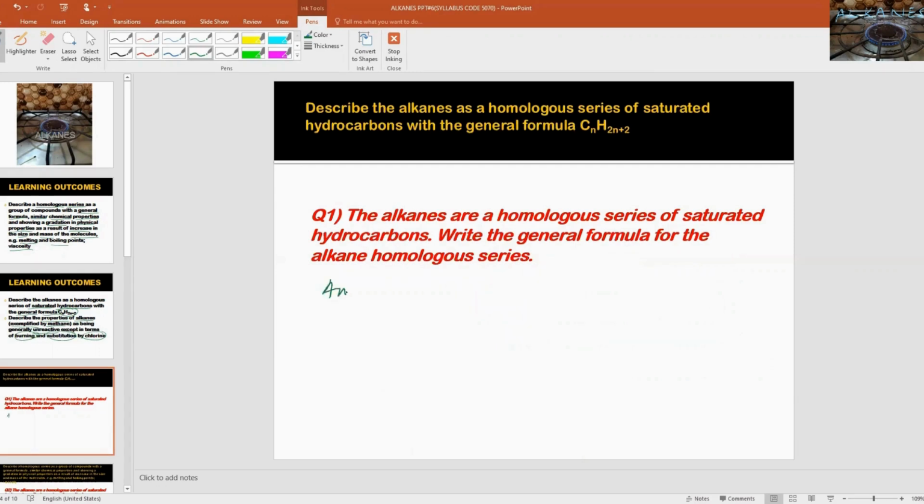So the answer would be CnH2n+2. In the exam, they can ask any family. If they ask about alkenes, you can write the general formula CnH2n. For alcohols, it will be CnH2n+1OH.